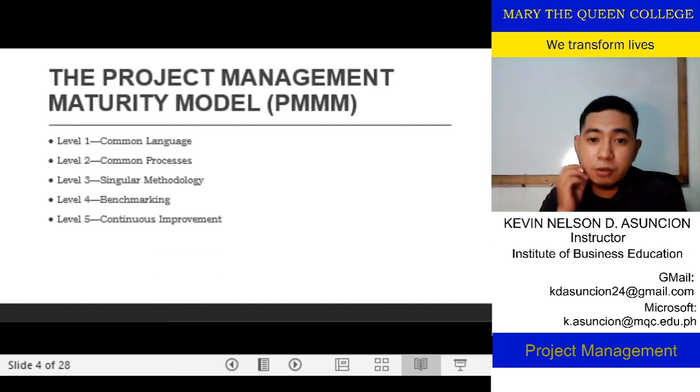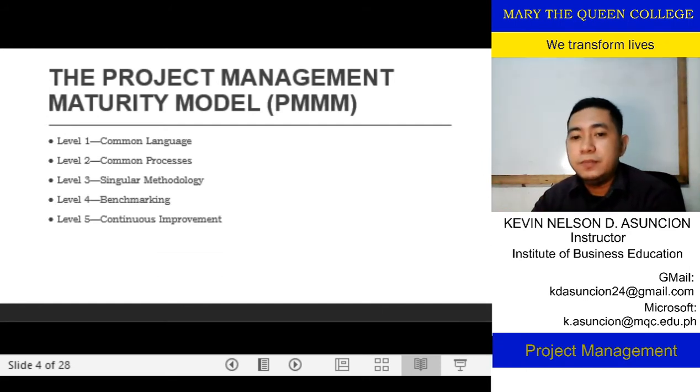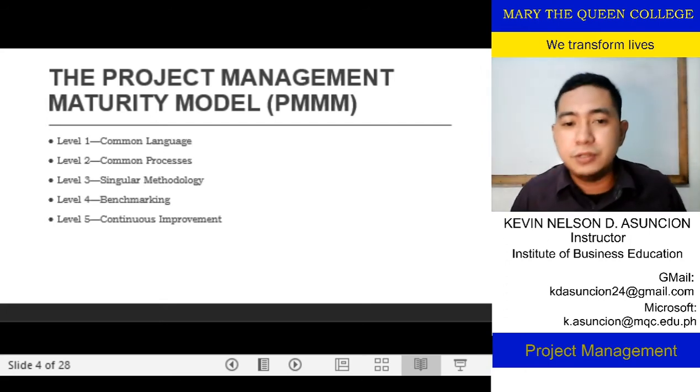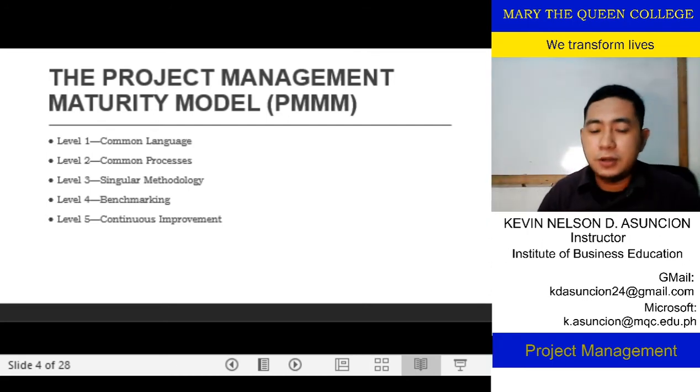Then level 2 is the common processes. Your common processes, no? The organization recognizes that common processes need to be defined and developed, such that success on one project, no, can be replicated on other projects. So nagbabago yung processes per project. But in the project itself, the implementation of the project, there should be common processes, no? Okay, so it includes in this level the recognition that the project management principles can be applied and support other methodologies. So pare-parehong proseso. Okay?